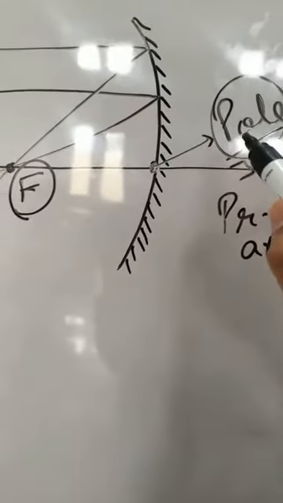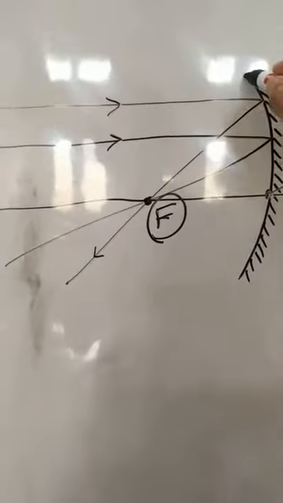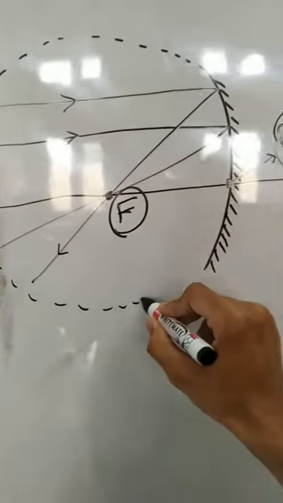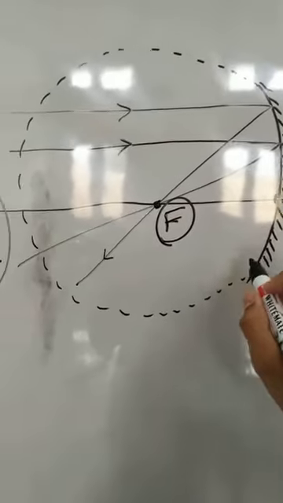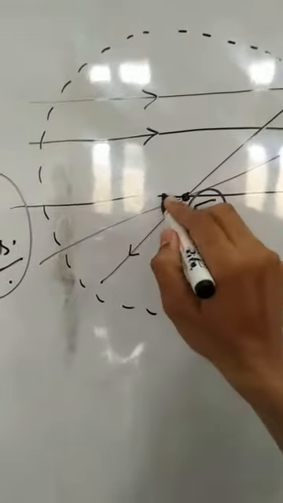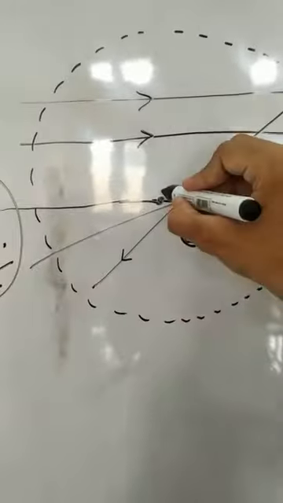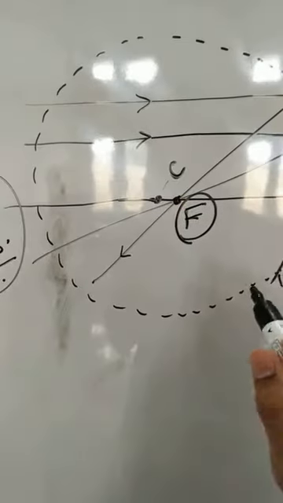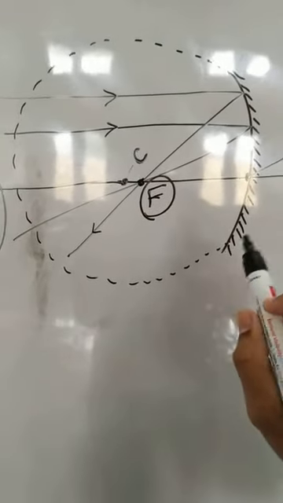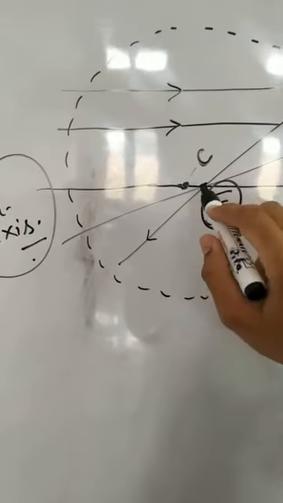Now the next definition is center of curvature. If we complete the circle of the spherical mirror, the center of this circle, suppose it is at this point, is known as the center of curvature. It is represented as C.